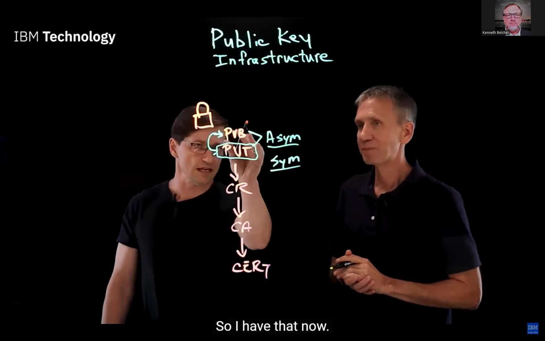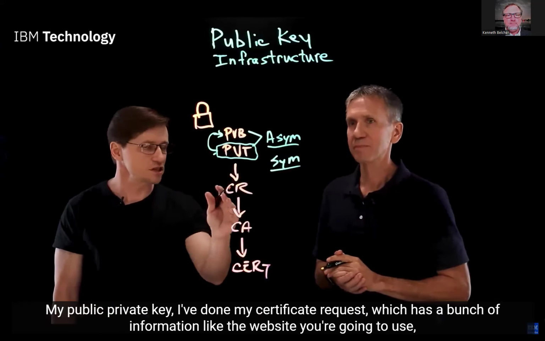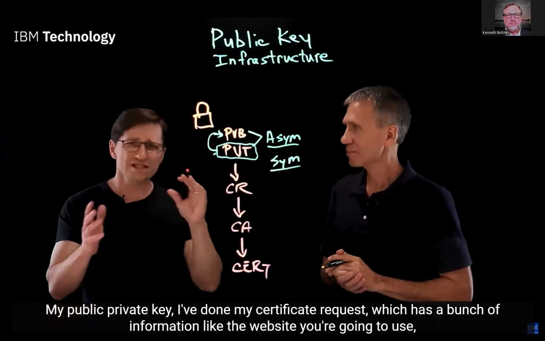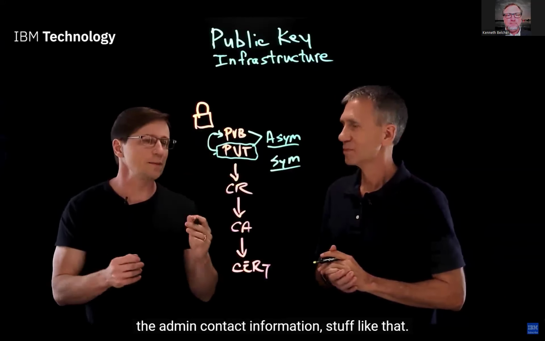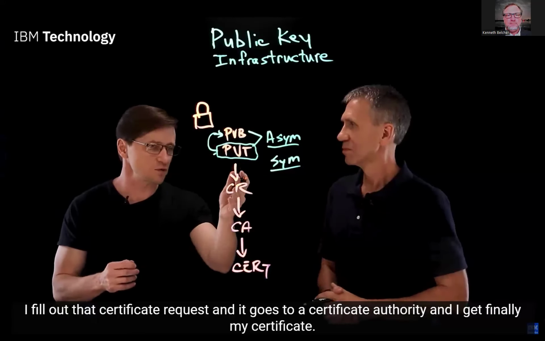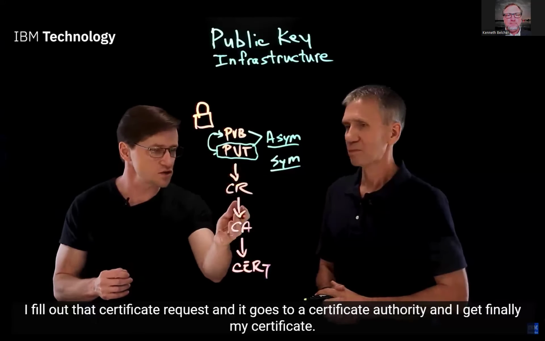So I have that now, my public-private key. I've done my certificate request, which has a bunch of information like the website you're going to use, the admin contact information, stuff like that. I fill out that certificate request, and it goes to a certificate authority. And I get finally my certificate. What is going on in this certificate that is going to work back on my web server? What's going on behind the scenes?